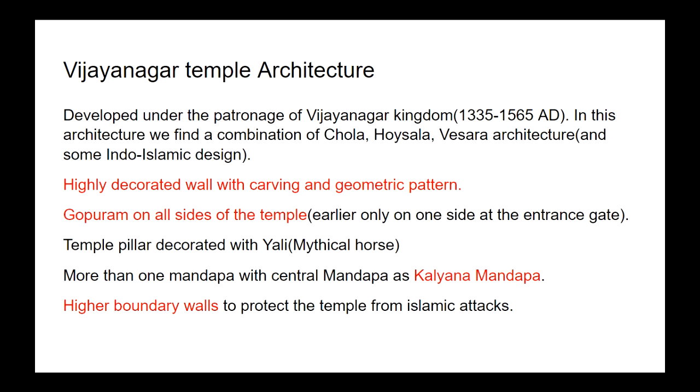Temple pillars were decorated with Yali. Yali was a mythical horse. More than one mandapa with central mandapa as Kalyan Mandapa. So Kalyan Mandapa is a feature of Vijayanagar temple architecture. Higher boundary walls to protect the temple from Islamic attack. So in Vijayanagar temple architecture, the boundary walls were very high compared to Dravidian and other temple architecture.